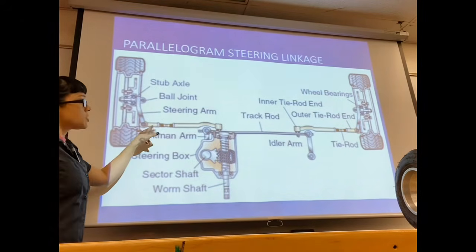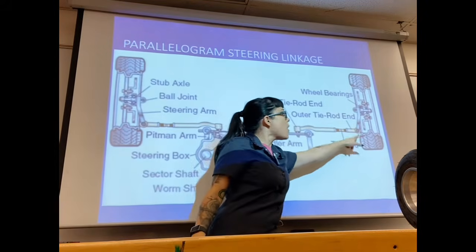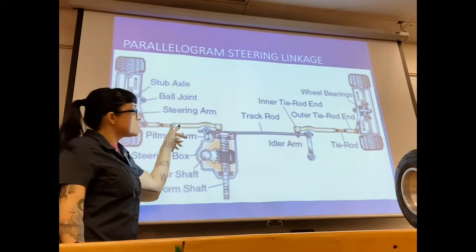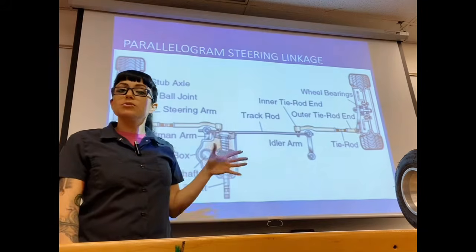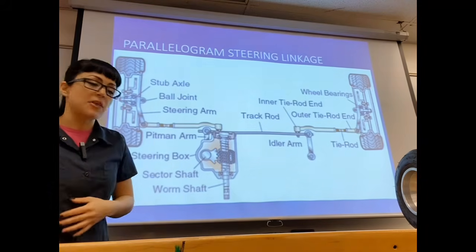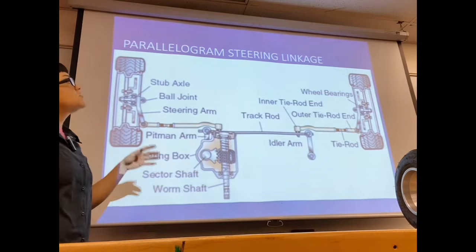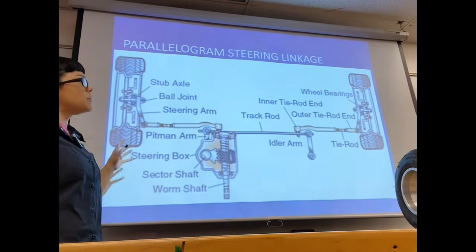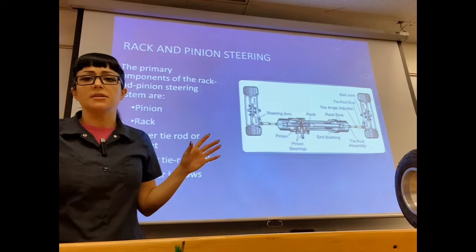And then we've got our tie rods on each end as well. These tie rods, the lengths are adjustable to help with your wheel alignment when it does get out of alignment. We'll talk about that in the next video. But this is just another picture to help you better understand a parallelogram steering linkage.